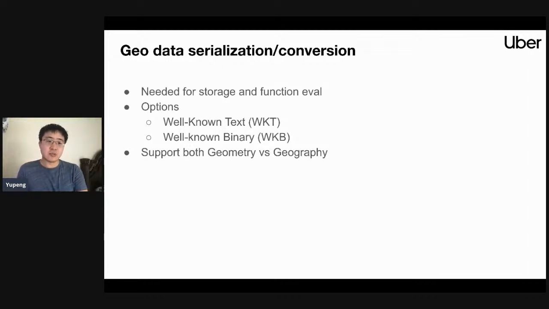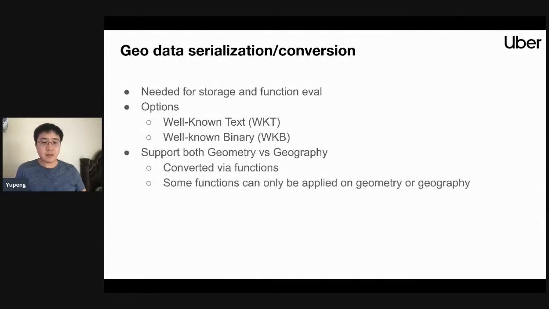In addition to this, we support both geometry and geography. Remember the two coordinate systems I talked about. These two can be interchanged using the corresponding functions. The purpose of this is to support different kinds of geo use cases and geo functions. But keep in mind that some of the functions can only be applied on geometry or geography. You can get more information about this in the Pinot user docs.